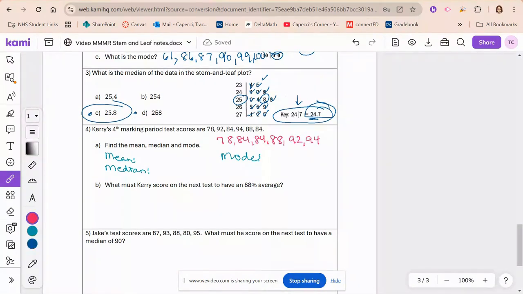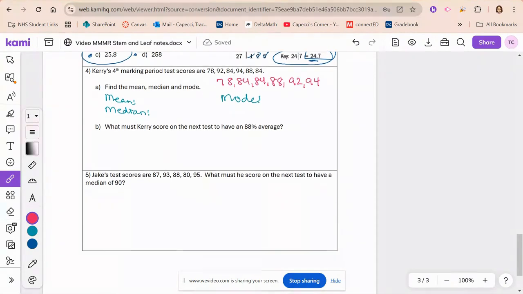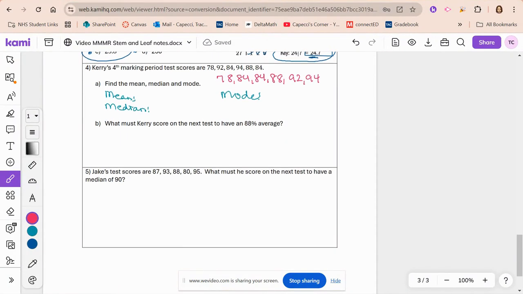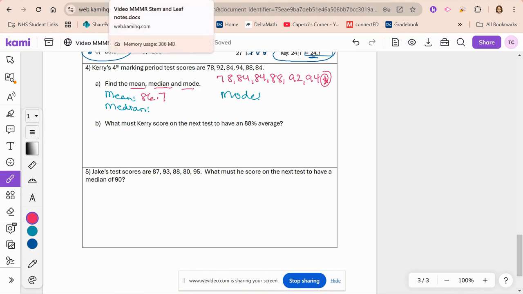Okay, let's take a look at the next one. It says Carrie's 4th marking period tests are as follows. And they want to know the mean, median, and mode. So the first thing I did, those numbers were not in order, so I put them in order. The mean, again, I'm going to add them all up and divide them. There are 6 scores. I'm going to divide by 6, and my mean is 86.7. My mode, it looks like 84 is there twice, so that's my mode.